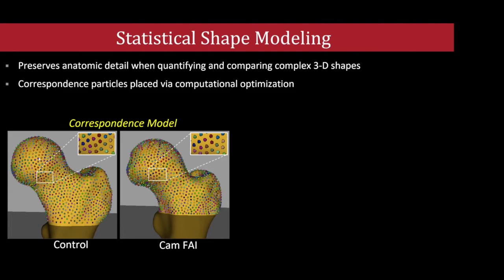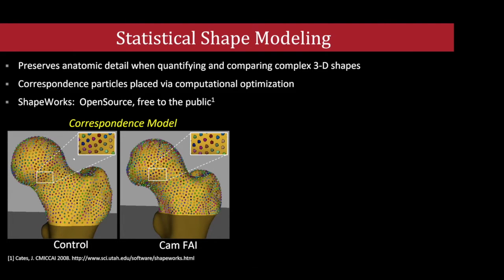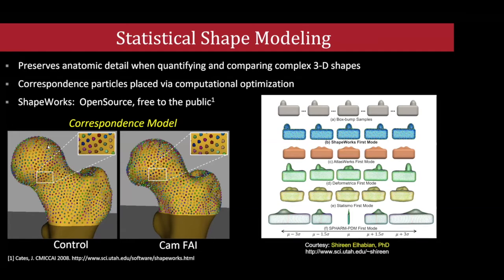The advantage is that this computational optimization is implemented in ShapeWorks, which is open source and free to the public. It was developed originally in collaboration with Utah and UNC, but now it's pretty much Utah that's driving the bus on this. It's a good software package. We're hoping to make it a great software package. One of the reasons it's good is that it gives you fairly accurate results.